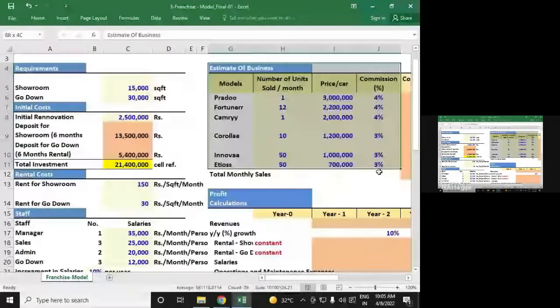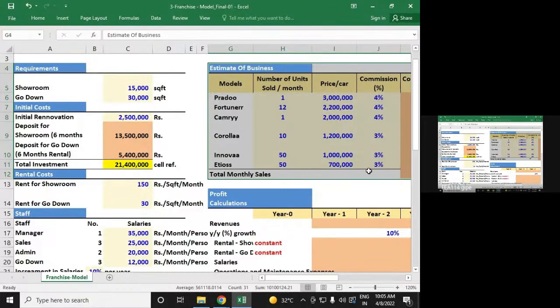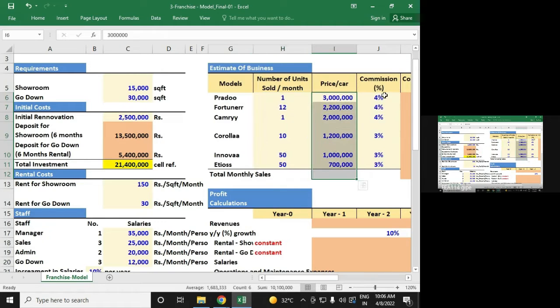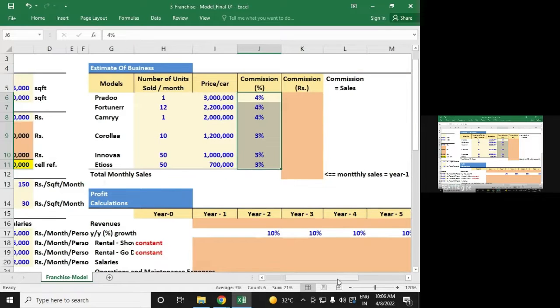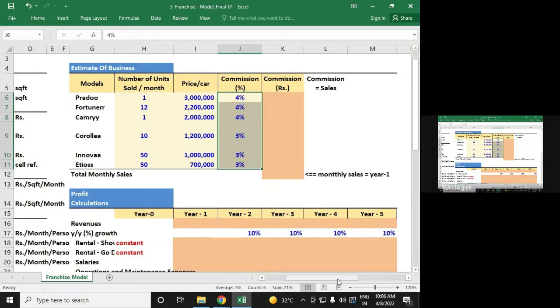Now, how are we going to get money? By selling cars. We will be selling the different vehicles, the number of units we will be selling, the price per vehicle, and the percentage commission given to us. Now, as a franchisee, as a distributor, we will not get the price of the car. That will go to the OEM, manufacturer को जाएगा. हमें क्या मिलेगा? तो हमें commission मिलेगा. And commission is not profit. Commission is my sales. I'm going to earn that as my income, in the form of commission.